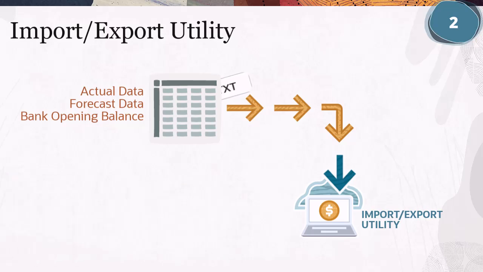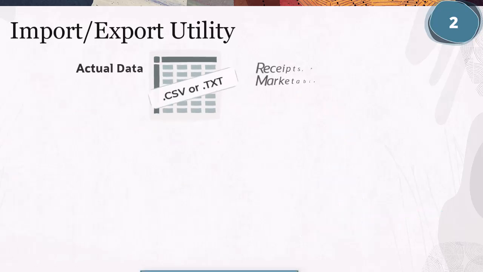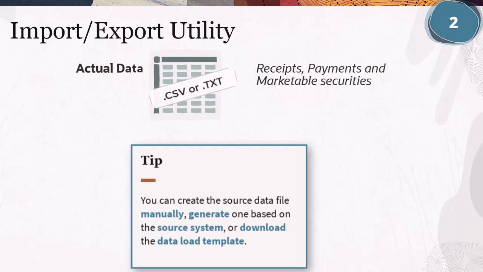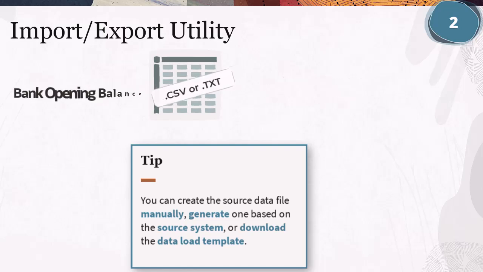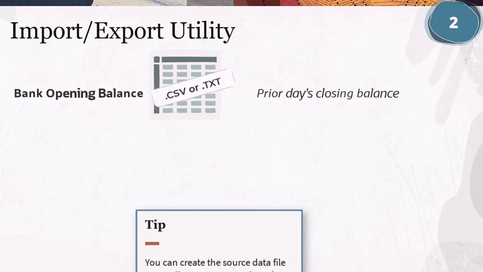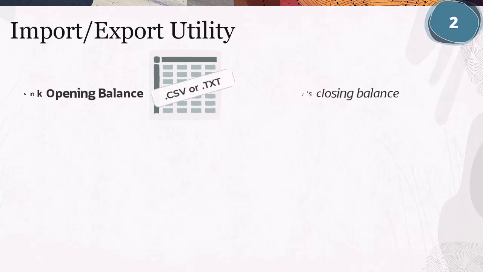Make sure that the required metadata already exists. Actuals include receipts, payments, and marketable securities. The forecast data includes receivables, payables, operating expenditures, and other forecasts, bank opening balances. These reflect the prior day's closing balance and are crucial for starting your forecast.